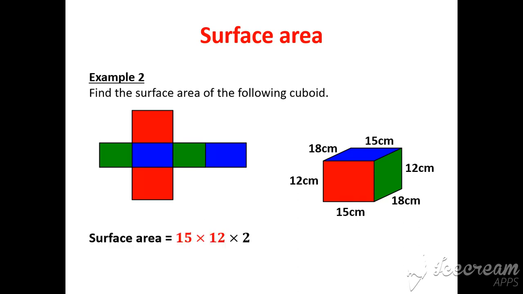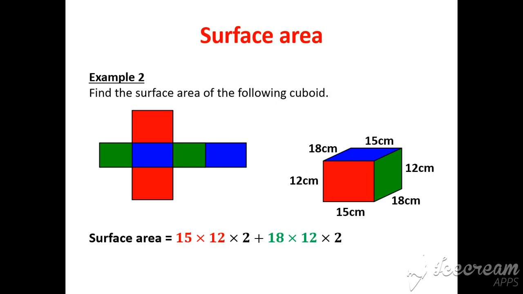So here's the surface area. Let's start with the red side. Have you figured it out? It's just a rectangle, base times height, 15 times 12. And so I'm going 15 times 12 times 2, because there's 2 red sides. Now I'm going to plus, because I'm adding this all up.